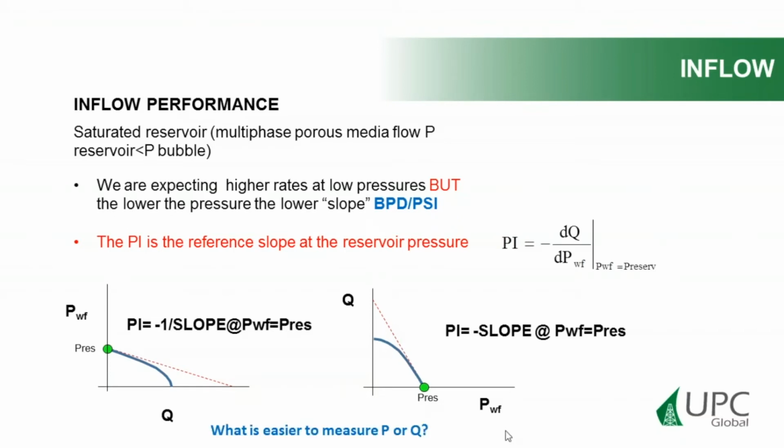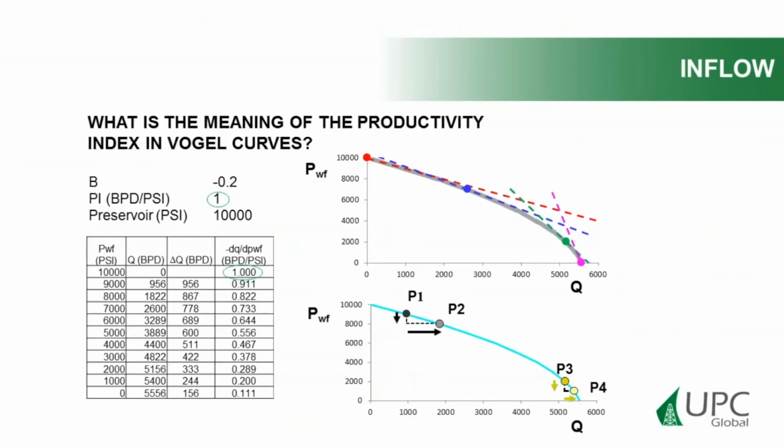Why am I suggesting the pressure should be on the x-axis? Because what is easier to measure, pressure or rate? A pressure device is a manometer or whatever. It's very cheap and easy to install. Something to measure rate is very expensive, especially when you have multi-phase flow. So let's continue with the meaning of the productivity index in the case of multi-phase flow.